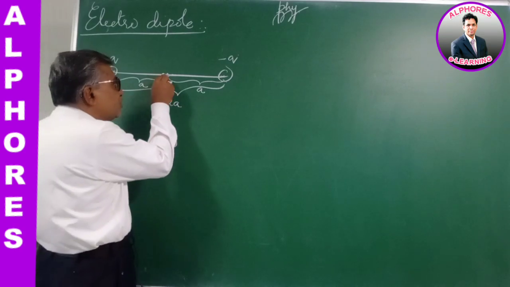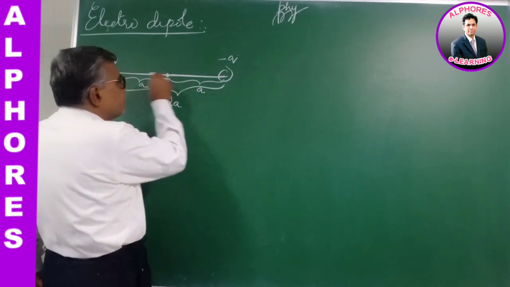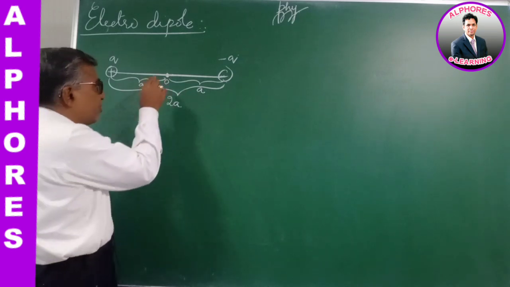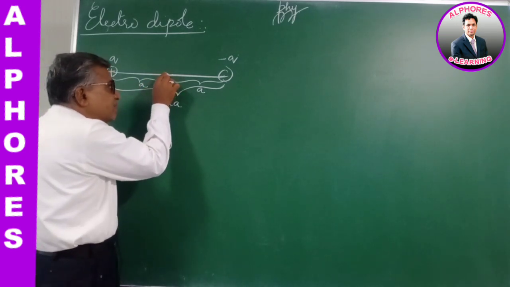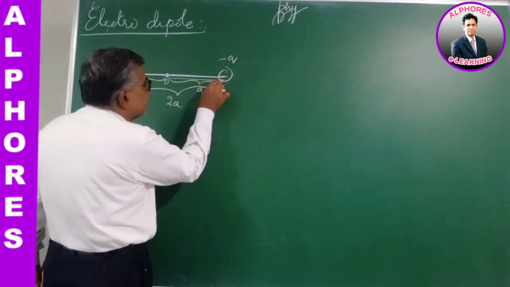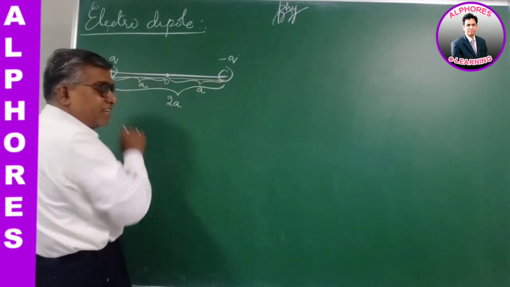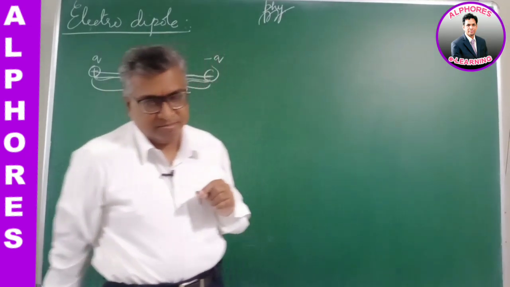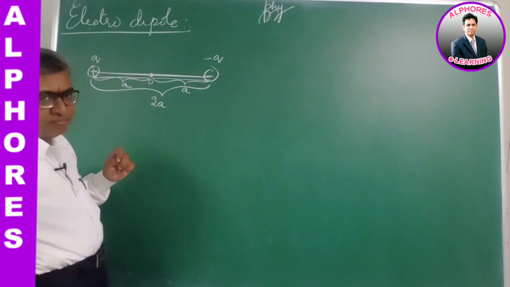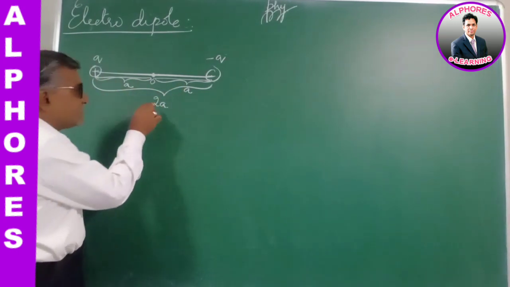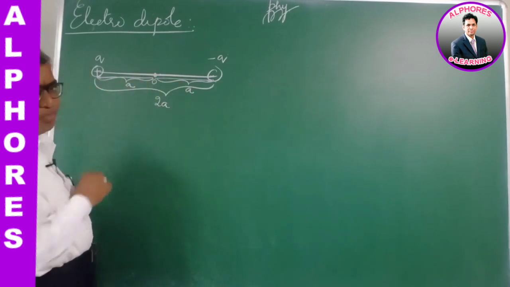It is assumed to be the origin, and the two charges are separated by equal distances on either side. All distances are measured from this midpoint. So this charge is at a distance A and that charge is at a distance A, separated by equal distance from that origin, right? So the total length is 2A. This is the length of the dipole.